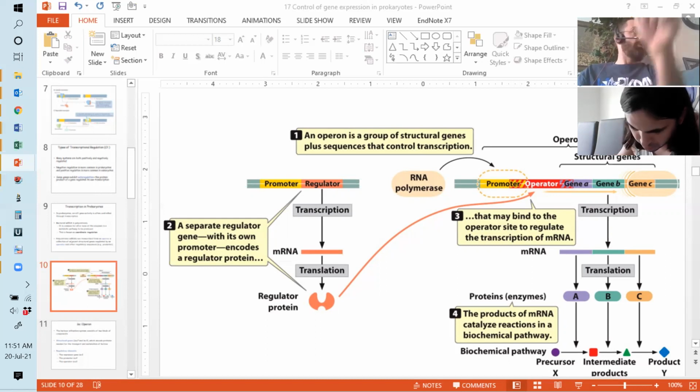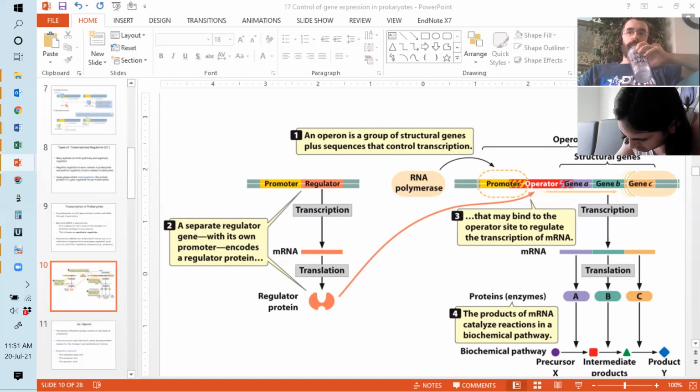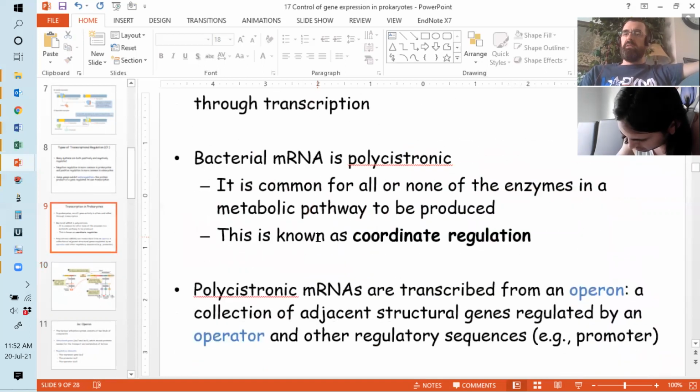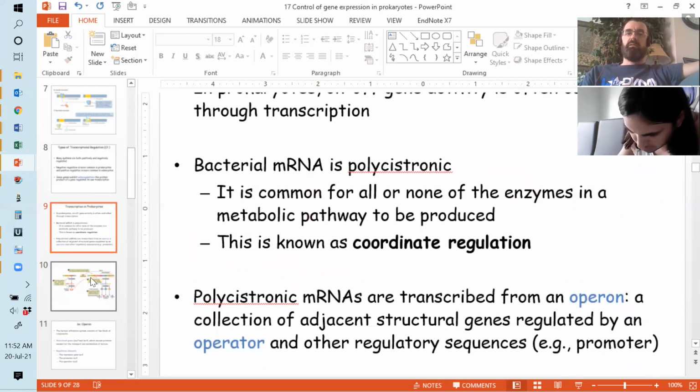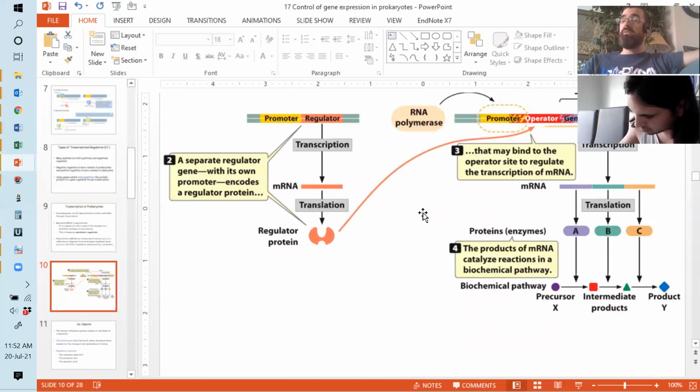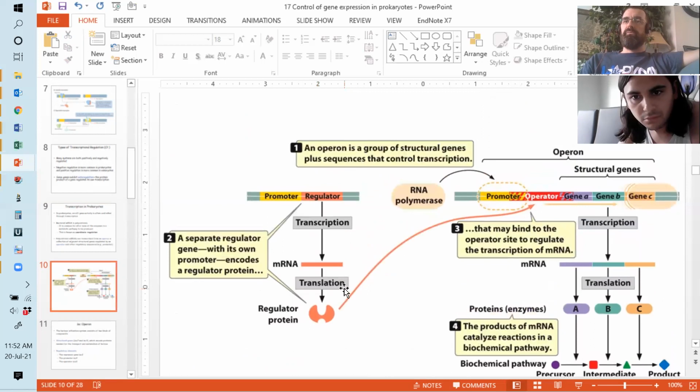And that's essentially what the operon is all about. So I'm going to walk you through this image, because this image is a very, very useful one.